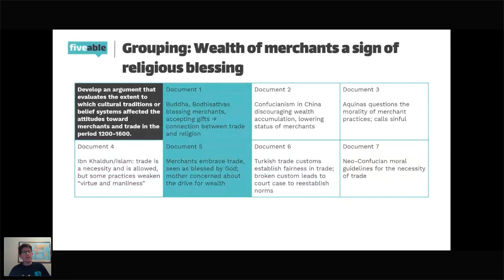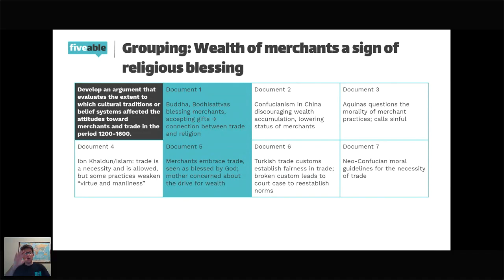And then I looked at a couple other sources that said, well, wealth of merchants as a sign, maybe a sign of religious blessing even. And I looked at documents 1 and 5 that kind of agree with this idea of these wealthy merchants being blessed by the Buddha and Bodhisattvas, and these Italian merchants in document 5 claiming to be blessed by God because they are accumulating this wealth and having such success. So those are 3 very different responses, right?